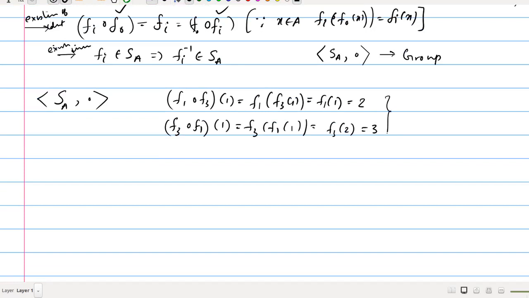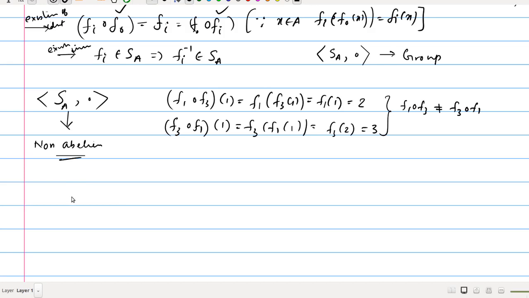So from these two statements you can say that F1 composition F3 will never be equal to F3 composition F1, which shows that in spite of getting the group structure here, this will never be an abelian group or commutative group. Okay, so this is an example of a non-abelian group. Since this contains exactly 6 elements, you can say that this is an example of a finite non-abelian group.